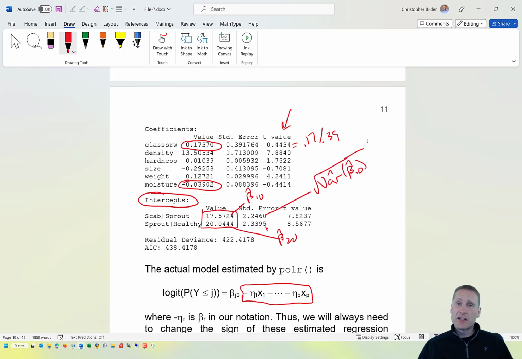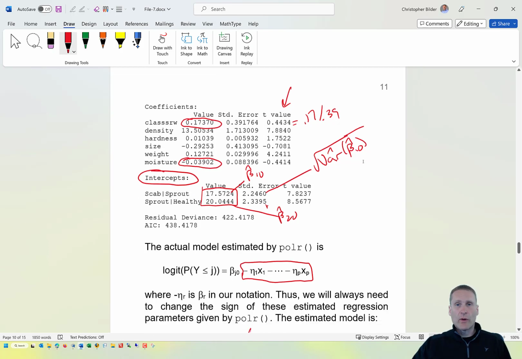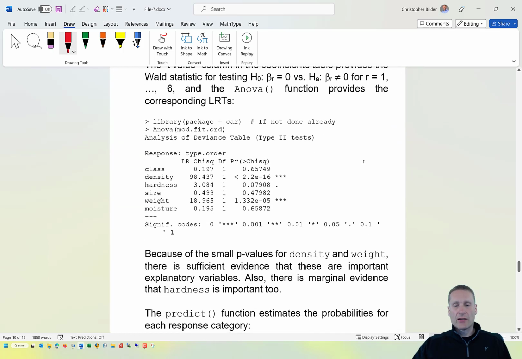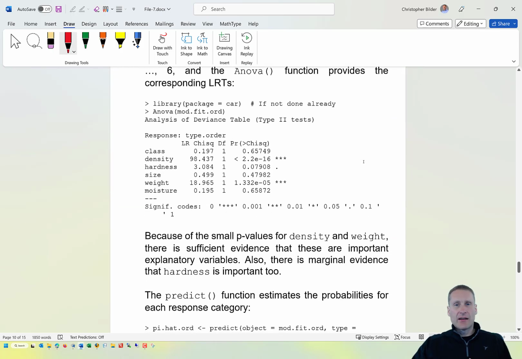In the end, it's preferable to use a likelihood ratio test because it's going to work out better. These are, again, similar to what we've seen before. Let's say the stated type 1 error rate will be closer to the actual type 1 error rate when you use a likelihood ratio test.